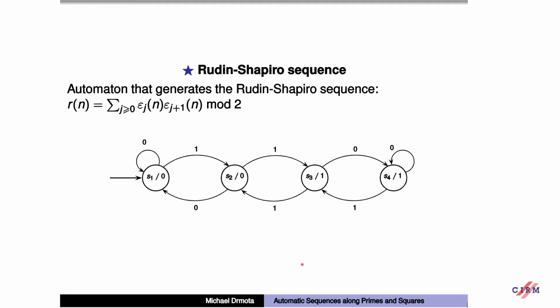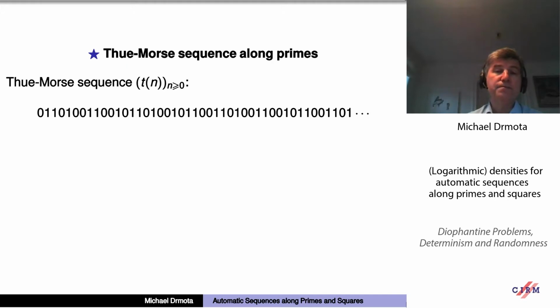Or you can also generate it by an automaton. Here we have to use 4 states instead of 2. Well, this Thue-Morse sequence has been studied in many respects and also in number theoretic aspects.